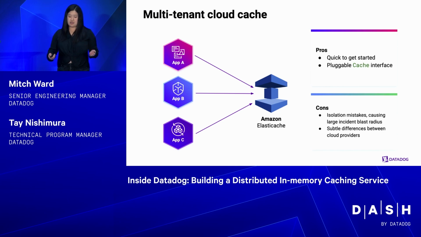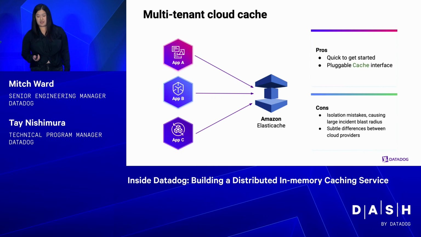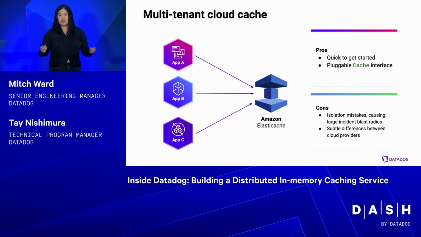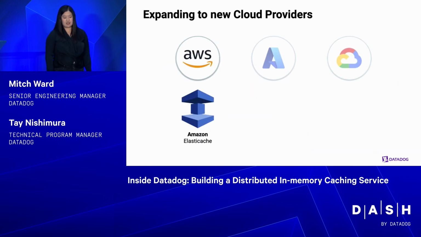A problem that we started seeing as we grew is that because they were all in one Elastic Cache, if someone were to bombard the cache, and the cache started to not perform very well, it impacted everyone. And another con, which I'll get into more detail in a second, is that we started to onboard other cloud providers. As you all know today, we offer more than just AWS. So then maintaining those subtle differences across cloud providers became more and more difficult.